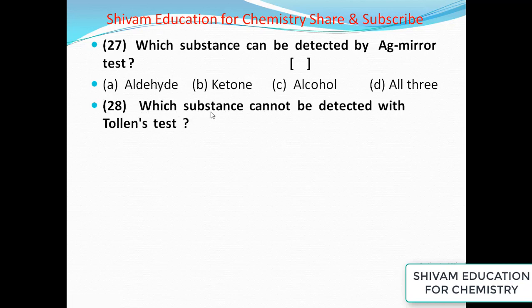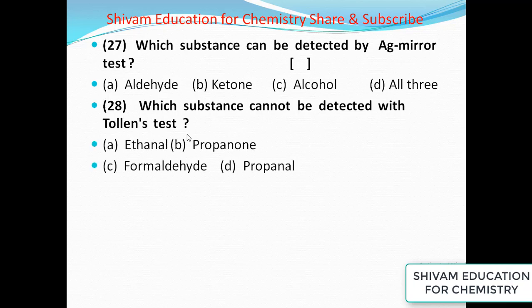Question number 28. Which substance cannot be detected with help of Tollens test? Now this Tollens test can be used for aldehyde only. Ketone cannot be detected with help of this. So find out from this option. Ethanal is aldehyde, formaldehyde is also aldehyde, and propanal is also aldehyde. So answer of question number 28 is B, propanone, because it is ketone and ketone cannot be detected by using this test.